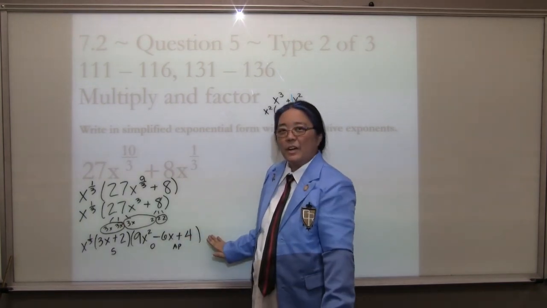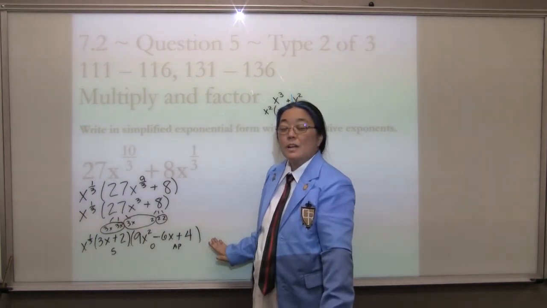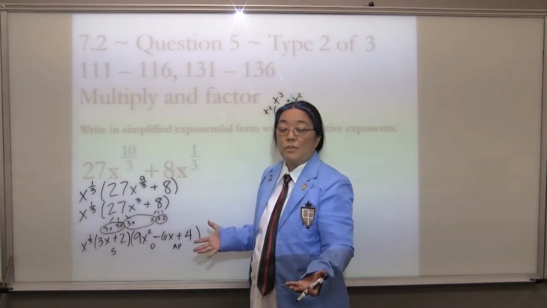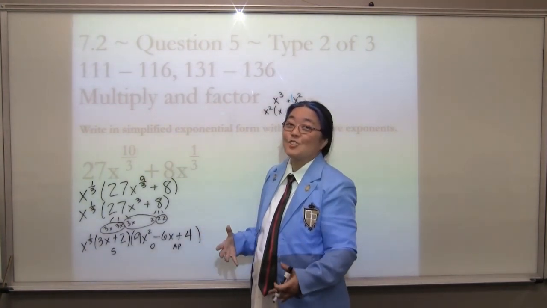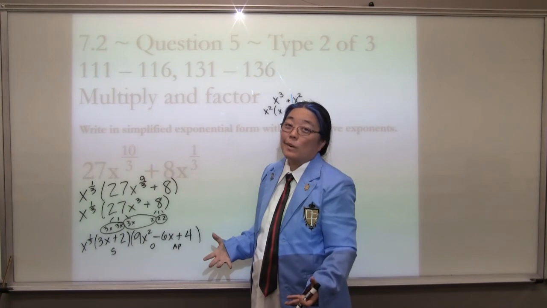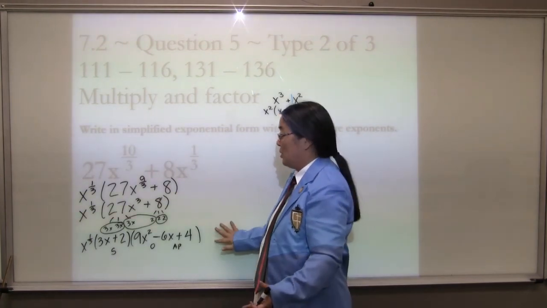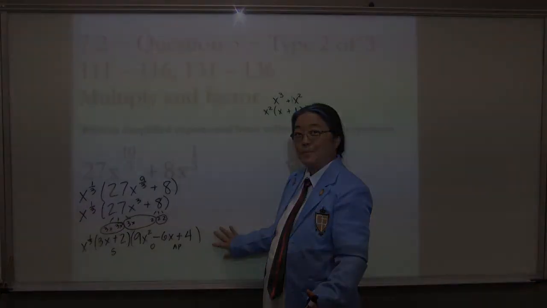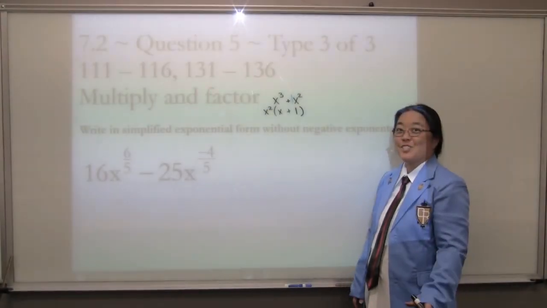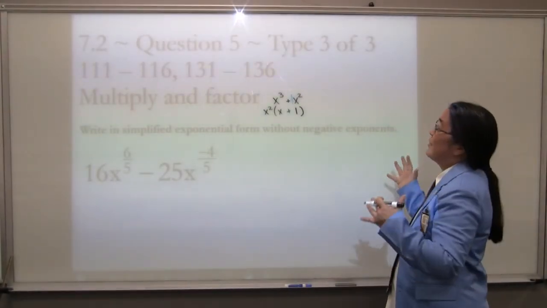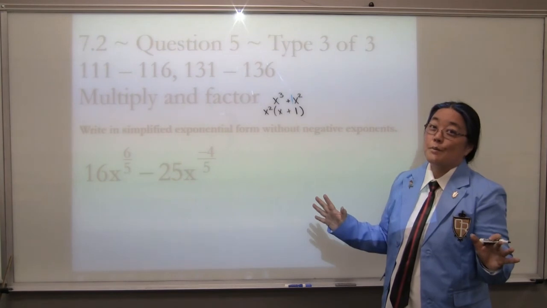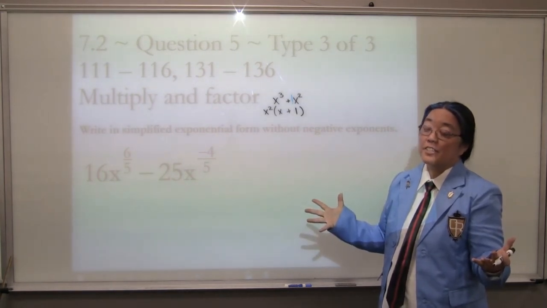We have had you doing SOAP problems in chapter 5, chapter 6, and now again in chapter 7. It's not going away. Please make sure you know how to solve a SOAP factoring problem. Chapter 7, section 2, question 5, type 3 of 3. You knew it was coming. This is the hardest level of this section.